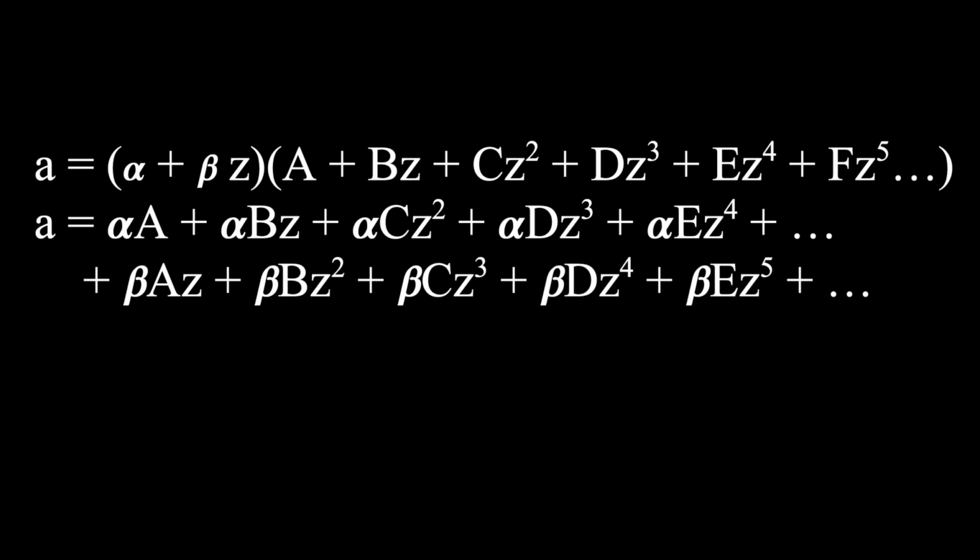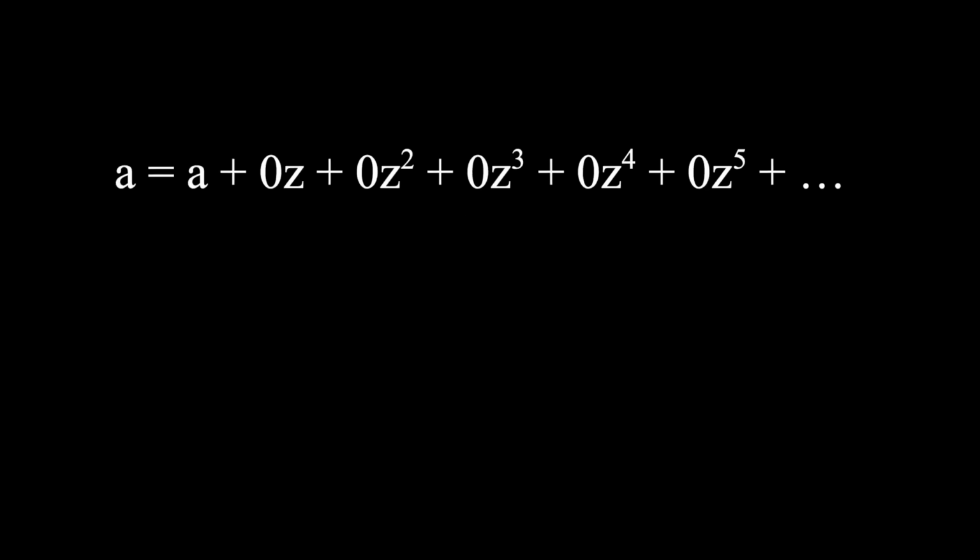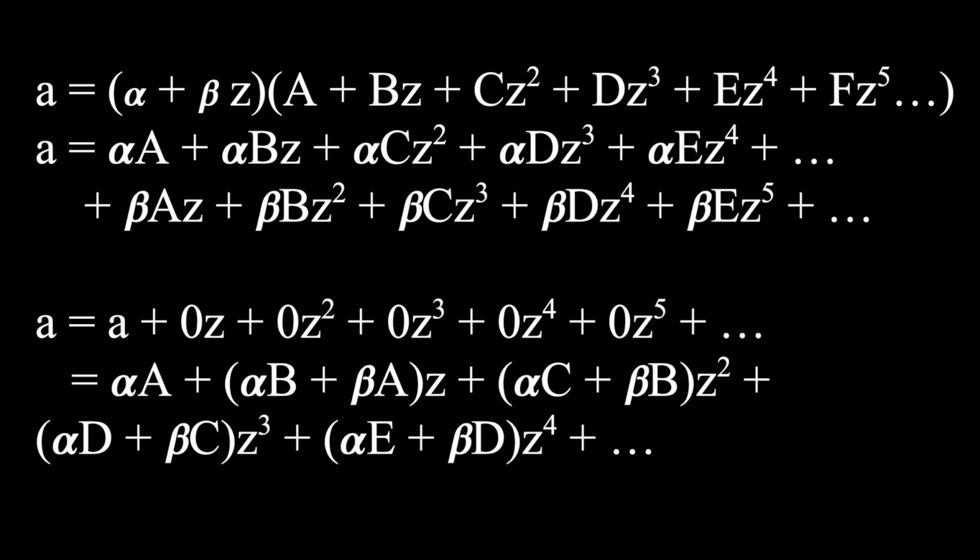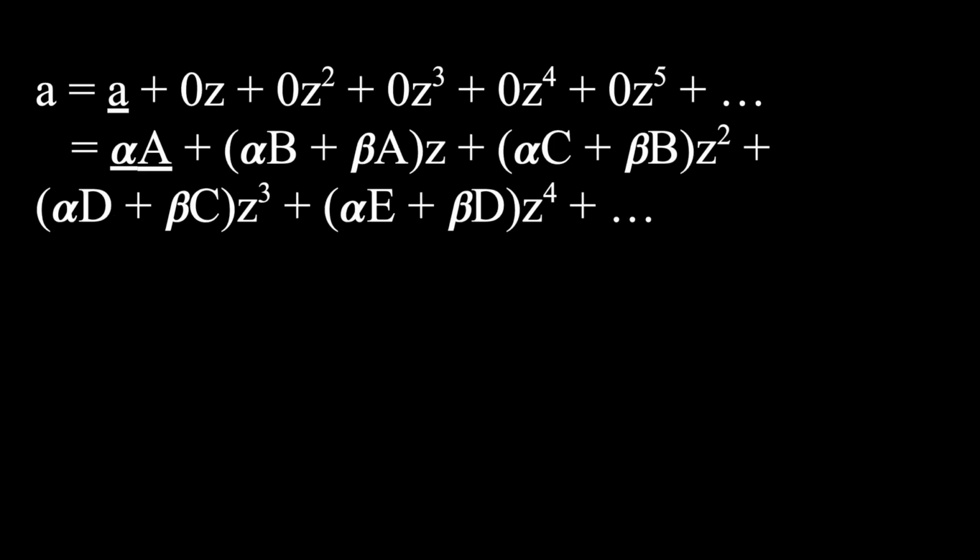Still, there's something else we need to notice. Euler realizes that little a is the same thing as little a plus 0z plus 0z squared plus 0z cubed, and so on. Then he groups the terms of the series to get coefficients for the powers of z and matches both sides of the equation. So little a corresponds to alpha A, so little a equals alpha A, and therefore A equals little a divided by alpha.